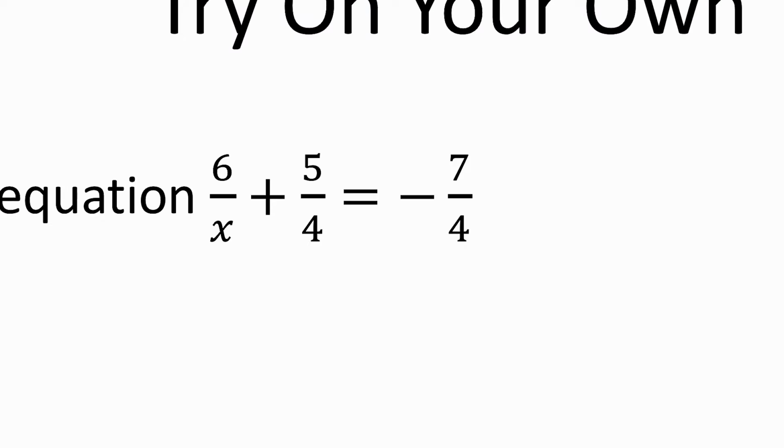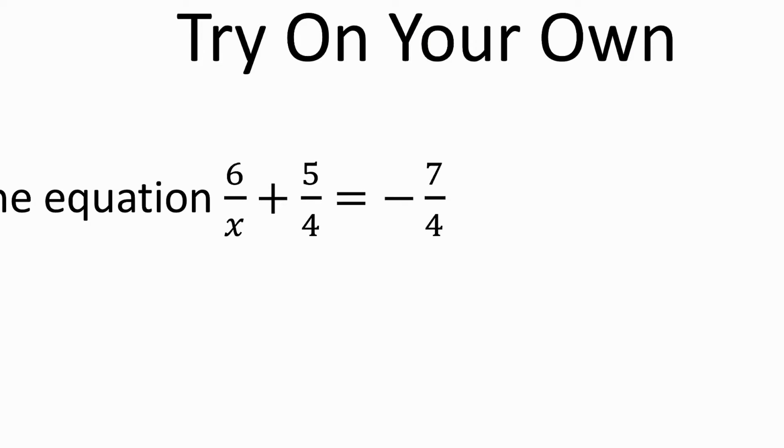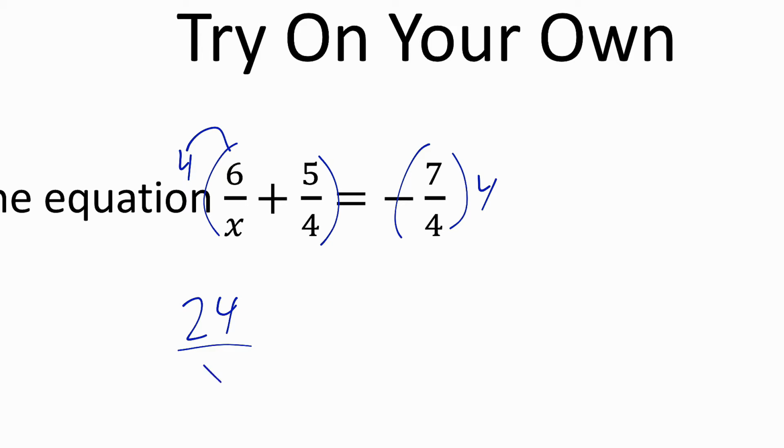We have 6 over x plus 5 over 4 equals negative 7 over 4. Two different ways we can approach this. I'm going to start by getting rid of the denominators, so I'm going to multiply everything by 4 on both sides. When we distribute that to the 6 over x, that gives us 24 over x. When we distribute it to the 5 over 4, that just gives us 5. On the right side, negative 7 fourths multiplied by 4 gives us negative 7.